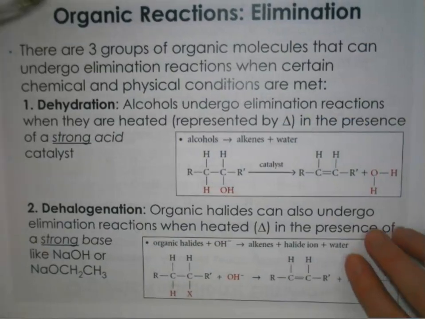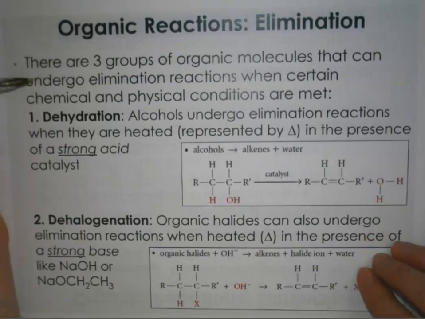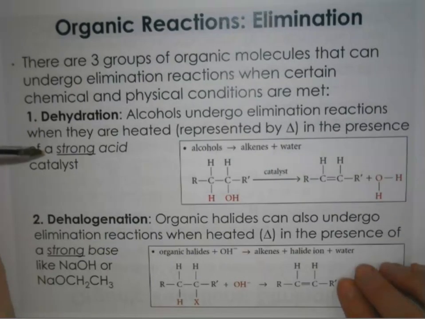okay, so let's look at some of the possibilities here. There are three groups of organic molecules that can undergo elimination reactions if you have certain chemical and physical conditions. With these types of reactions, you do need to know what conditions are required to make the reaction happen. I can tell you there is a written question on reactions on the test, and if you are asked to identify any kind of reaction, you also need to identify any conditions that are required for that reaction to proceed. So these are a little bit more specific than the addition reactions we just looked at.